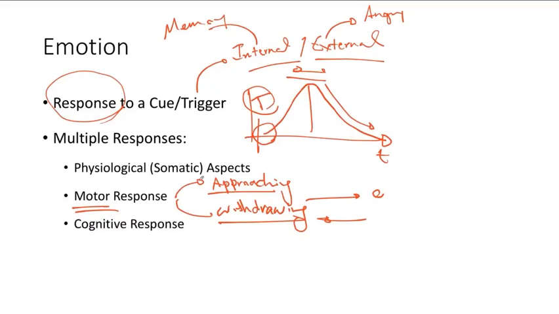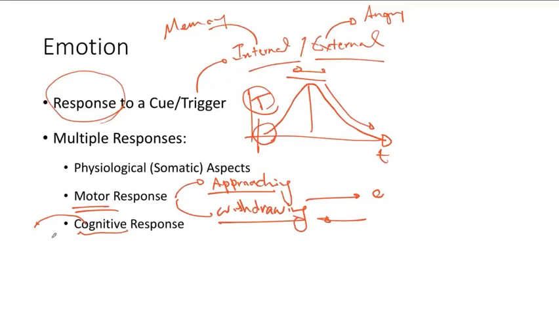And then we definitely have cognitive responses. There are lots of processes happening inside your brain when you have a specific emotion, and there are specific cognitive functions that would be stopped when you are experiencing different sorts of emotions. So we need to have these components together to be able to say that we have an emotional response to a cue or trigger that is happening outside.